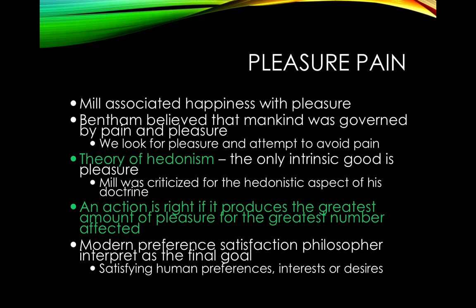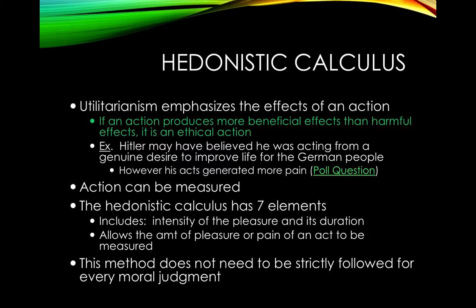So one thing they talk about here is this pleasure-pain principle. And hedonism is the idea that the only intrinsic good is pleasure. And Mill was criticized for this idea early on. But basically what this comes down to is an action is right if it produces the greatest amount of pleasure for the greatest number of people affected. So what we do then is we perform what's called a hedonistic calculus.